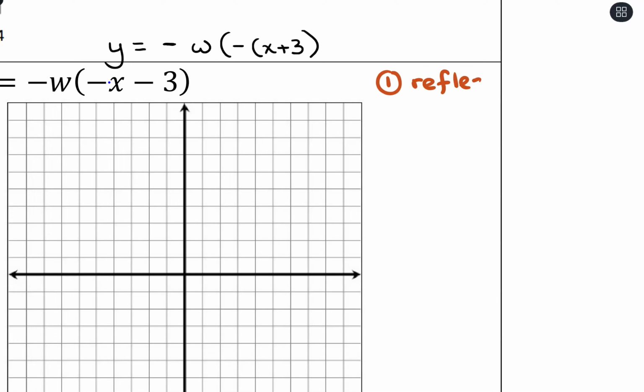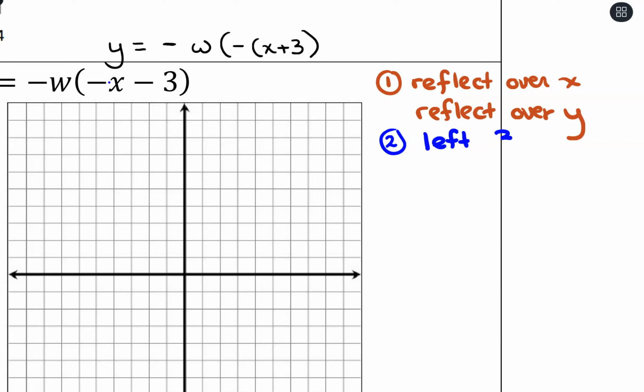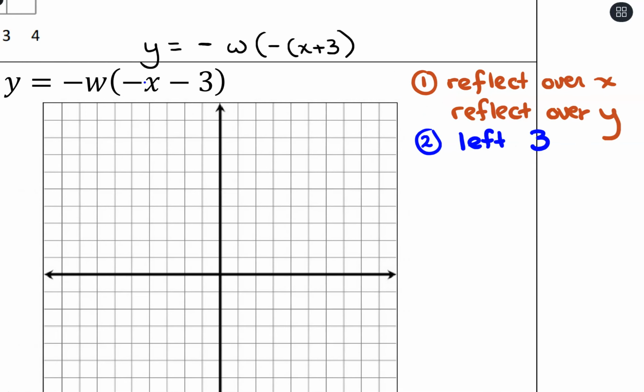So reflect over x, reflect over y. And then, after I take care of that, then I'll focus on my next step, which would, if it's plus 3, that would be moving to the left 3 units. Okay, let's get our original function.